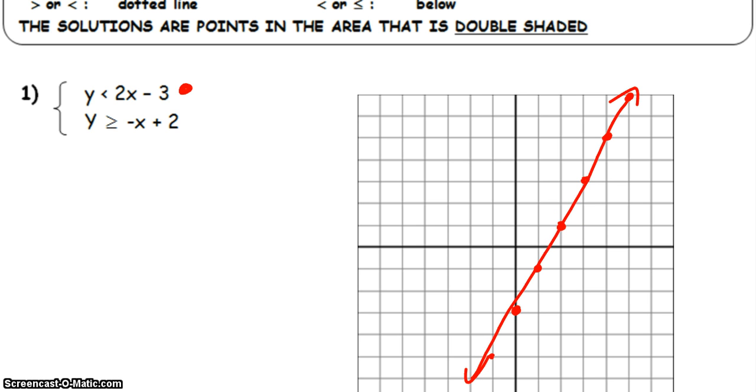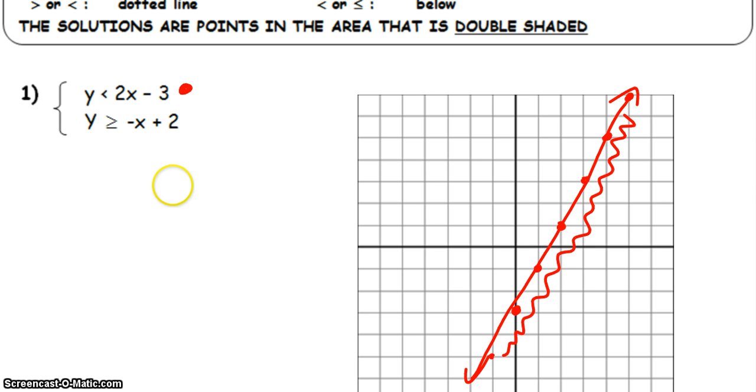The shading for this line, because it's y is less than, would be below this line. So below this line would be down in this region here. I'm just going to put a little mark down here so I know that I want to be under the line. It would actually be all the way down under, but I'm going to have a double shading here because I have a second line.